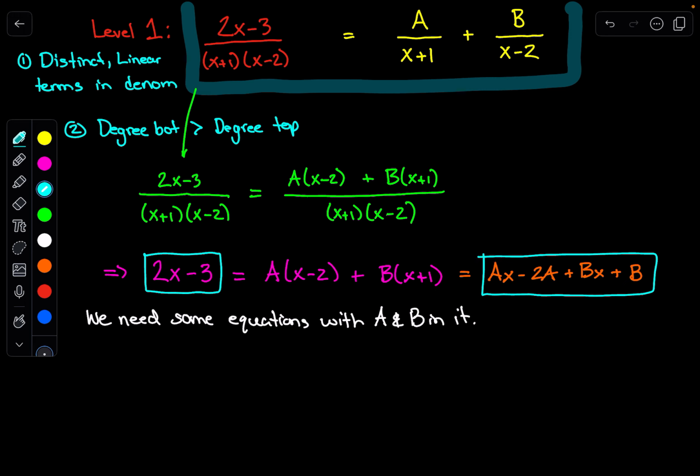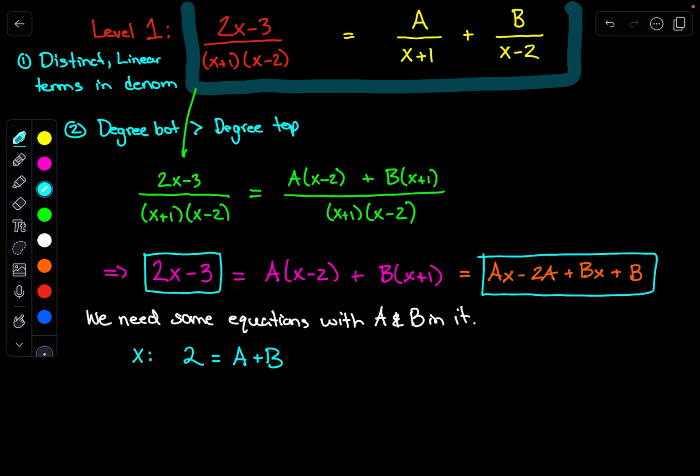For instance, if I ask how many terms have x in them, on the left side, there's 2 of them. And how many terms have x on the right side? Well, there's an a term with an x in it, but there's also a b term with an x in it. So we get 2 is equal to a plus b.